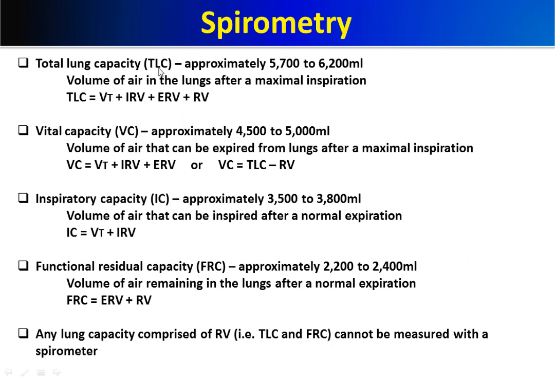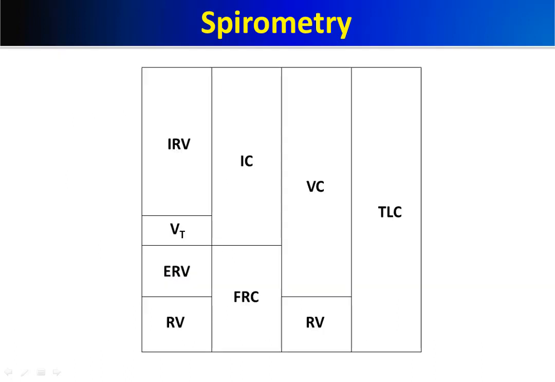Total lung capacity is approximately 5,700 up to 6,200. Vital capacity is the maximal volume of air that can be expired from the lungs after a maximal inspiration. This is the inspiratory capacity, functional residual capacity. So this figure again summarizes the individual volumes.